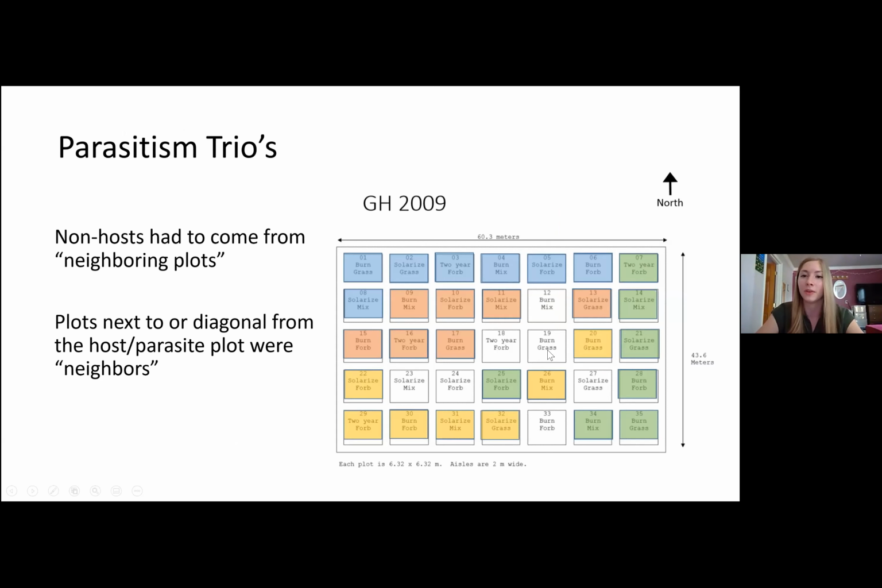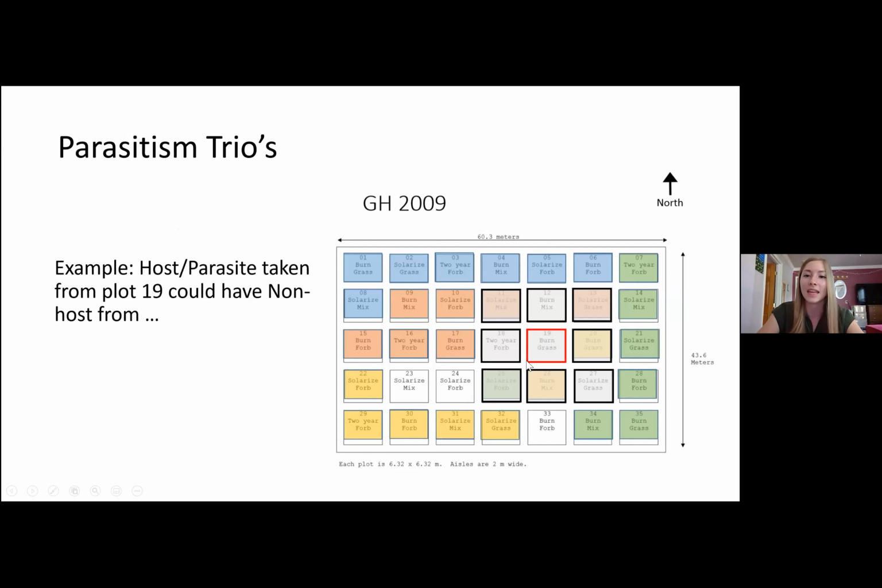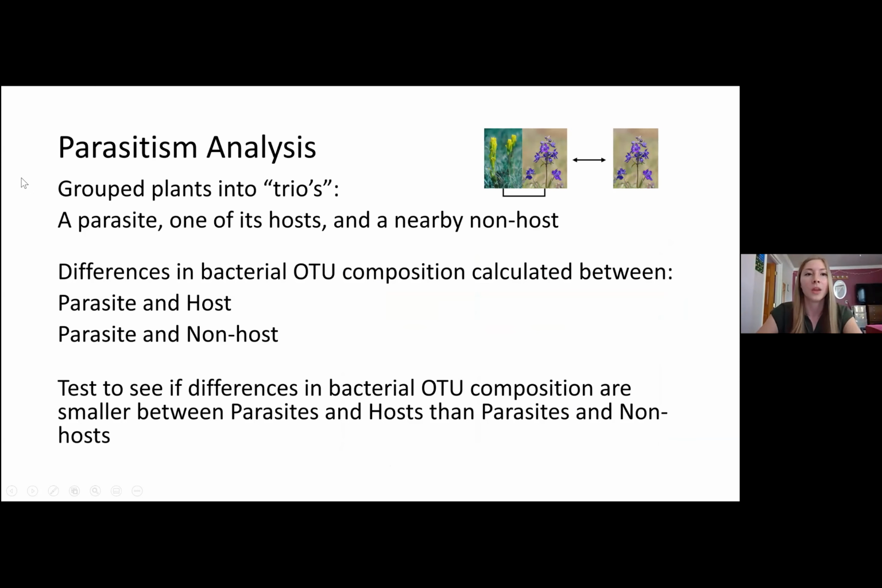So, for example, if we take plot number 19, if I had taken my host and my parasite from this plot, the non-host plant could have been taken from plots that were diagonal to this plant, or plots that were immediately adjacent to this plot. So, once I had grouped my parasite plants into trios, I calculated the difference in bacterial OTU composition between the parasite and the host, to see how different their bacterial OTU compositions were, and between the parasite and the non-host to see how similar their bacterial OTU compositions were.